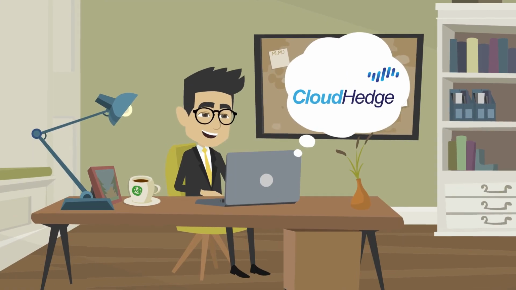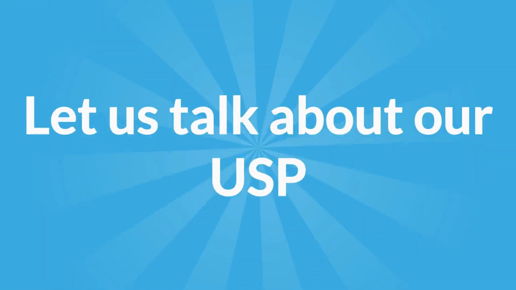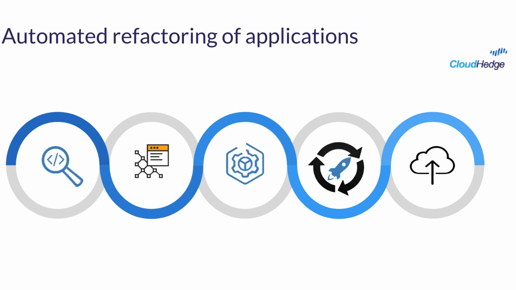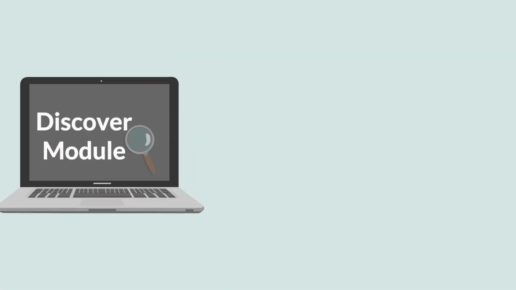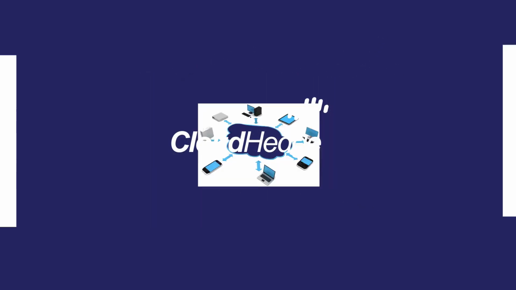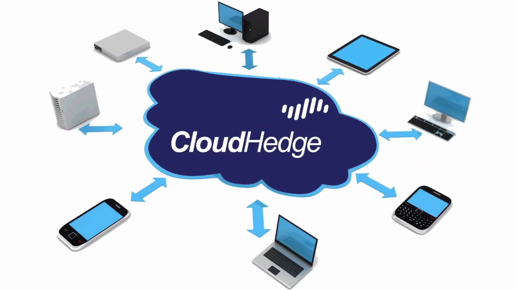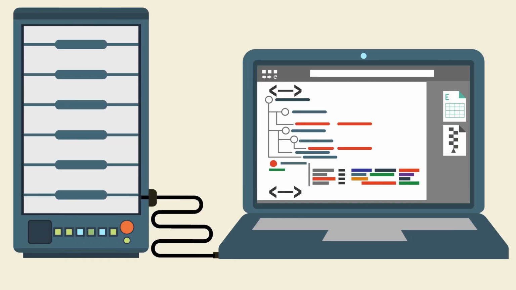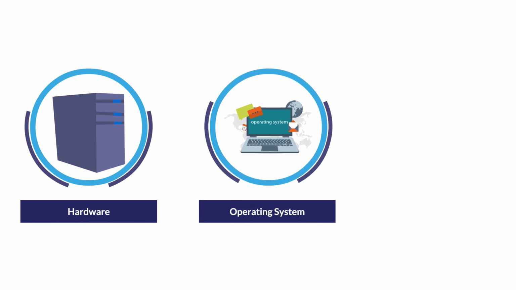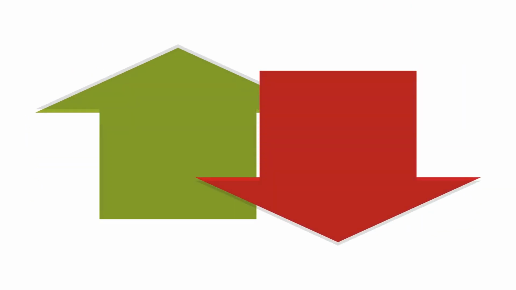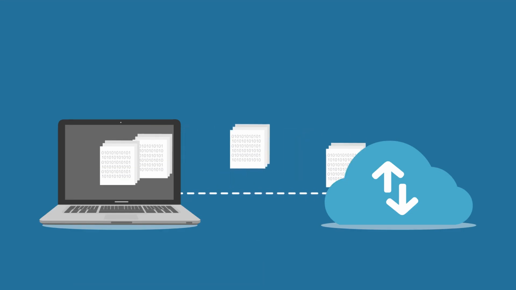Now that you have a better understanding of CloudHedge, let us talk about our unique propositions. That is, automated refactoring of applications. The Discover module assesses bespoke applications and runs a complete scan to fetch the application services. It also fetches the complete workload and historical analysis of the host server for hardware, operating system, application level processes, etc., and further helps to scale up, down, or refactor during deployment.